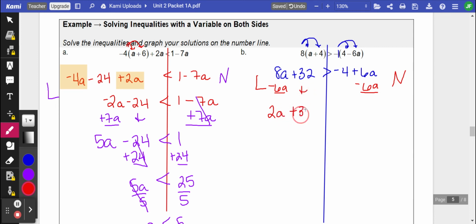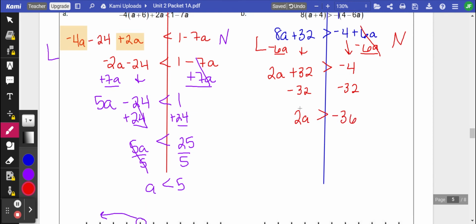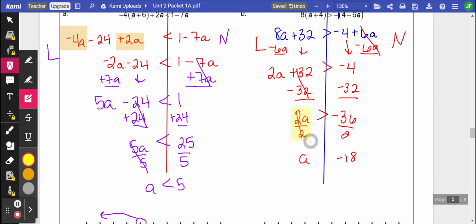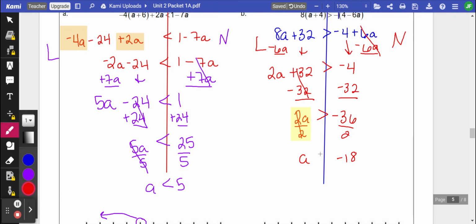Bring down that plus 32. I didn't multiply or divide, so I don't need to flip my sign. And then my 6a's cancel, so I just bring down my negative 4. Now that I have all my letters moved over, I'm going to move my numbers. So I'm going to do minus 32 on both sides to get 2a is greater than negative 36. And again, I didn't multiply or divide in that one, so I don't have to flip my sign. And my last step is to divide by 2 on both sides. So I get a is greater than negative 18. Now pay attention here. I did get a negative for my answer, but I still only divided by positive 2, so my sign does not flip.